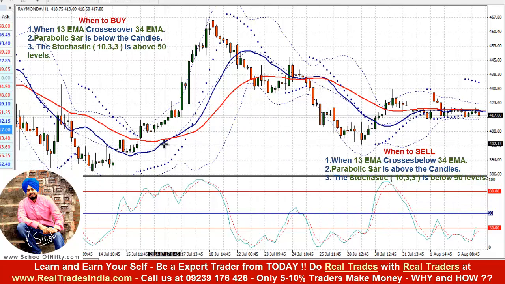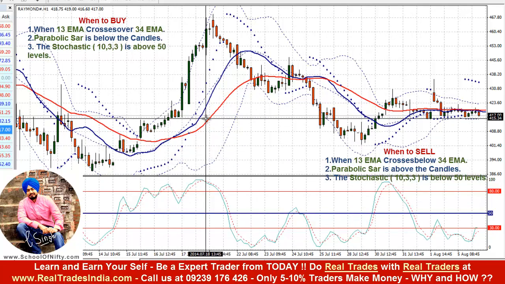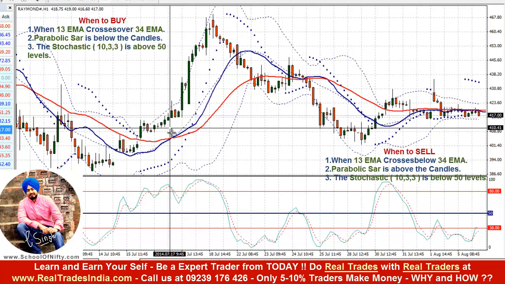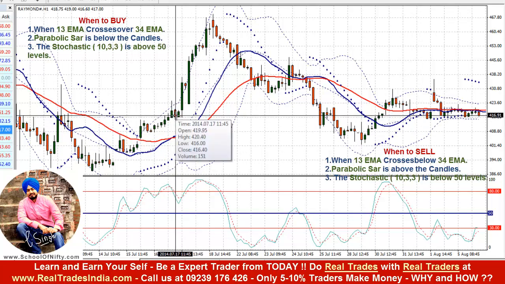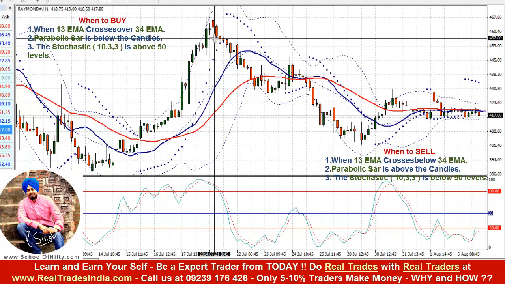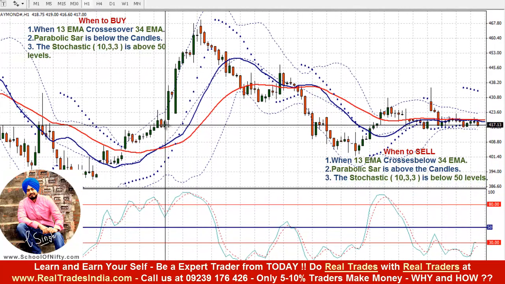Now let us look over here, guys. The 13 EMA crossing above the 34 EMA, the parabolic SAR is below the candle. The region which I buy is around 416, and you can see what happens after that. Fine. I repeat, the time frame which I am using, guys, is 1 hour. So I hope you can use this. I hope this helps you, guys.